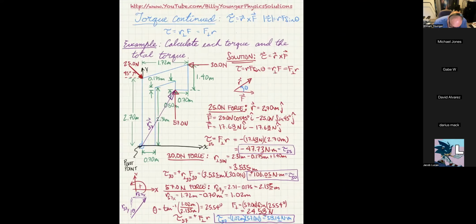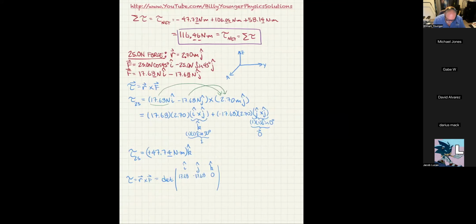This was the 25 Newton force. Oh no, my force was, there you go. I just figured out why I did it backwards. I did F cross R instead of R cross F. That's why.